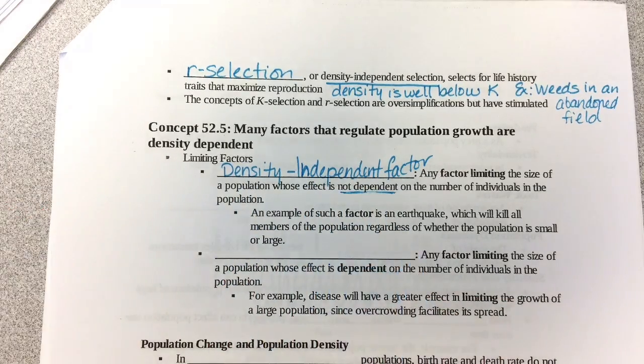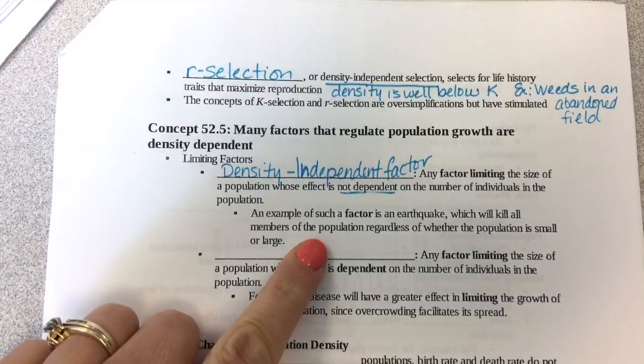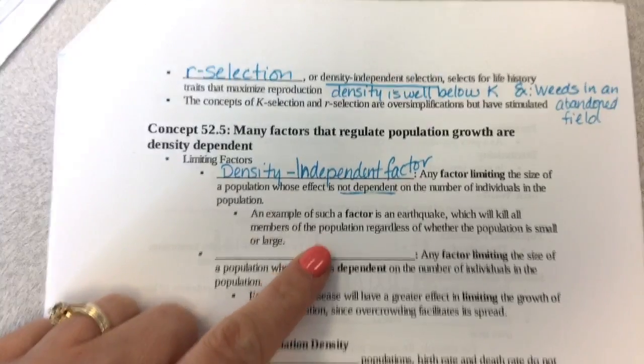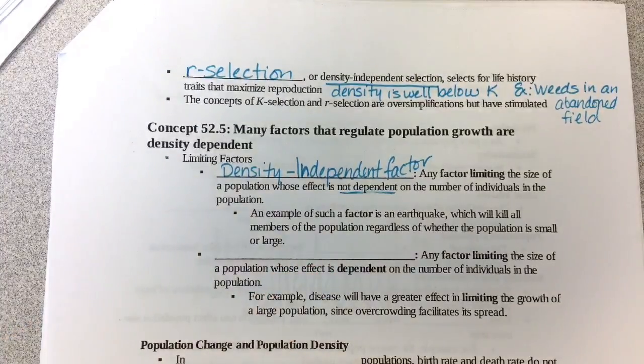An example of such a factor is an earthquake, which will kill all the members of the population, regardless of whether the population is small or large. And so that will limit the population growth, but it's independent. It doesn't matter if the population is big or small, that tornado is going to affect the population the same.